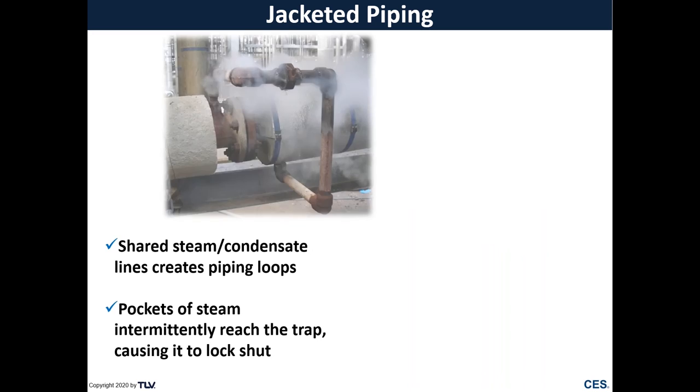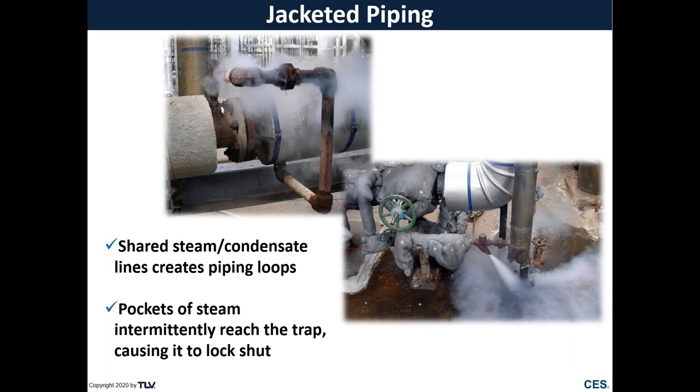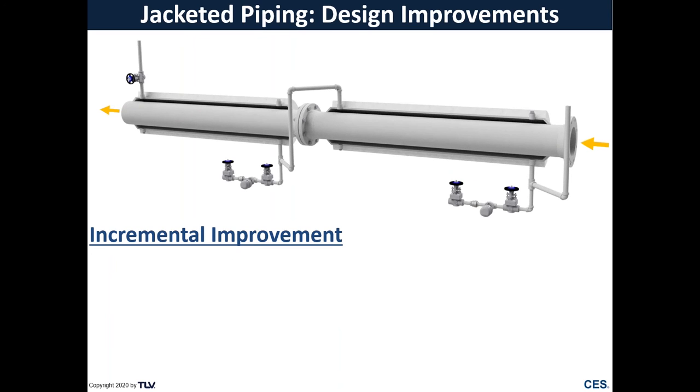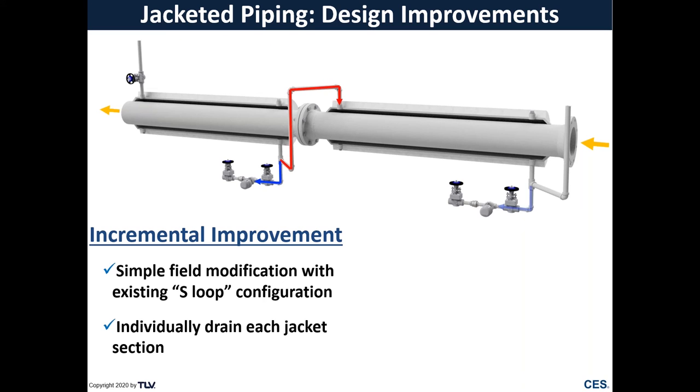Far too often, though, when we see this type of configuration, we find that operators are cracking unions or blowing down steam traps to maintain flow in an attempt to keep the sulfur lines hot. One way to improve the situation where the piping is already in place is to add a T at the bottom of each loop and individually drain each jacket section. Multiple drain points help to distribute the burden of drained condensate and reduce the risk of sulfur temperature fluctuations even if one or more traps become steam locked.